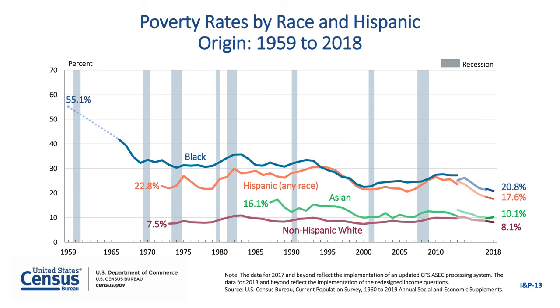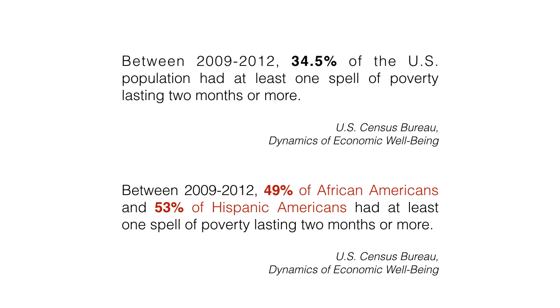So, before we move on to causes down the road, I want to return very briefly to variation by race. This should look familiar by now. Take a look at that. Right, we've already seen that. Almost 35% of the U.S. population has a spell of poverty, right, is poor for 2 months or more over that 4-year period. That number is 50% for African Americans who are poor at least once for 2 months or more over a 4-year period. 53% for Hispanic Americans.